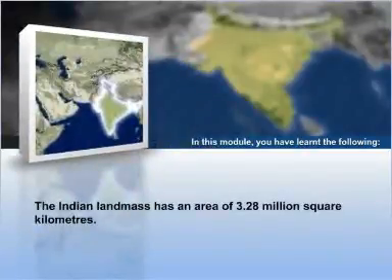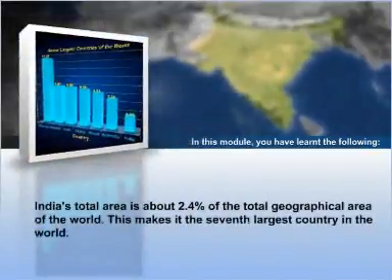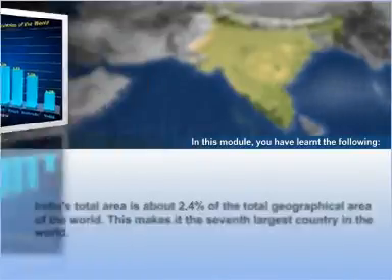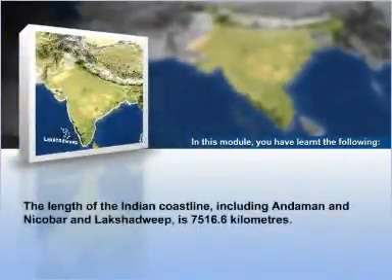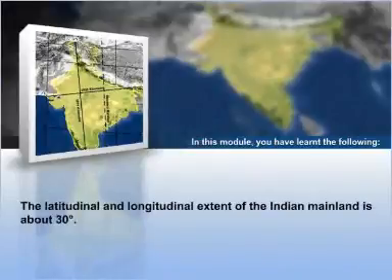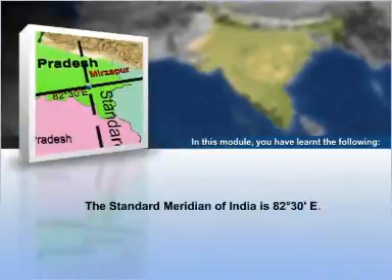The Indian landmass has an area of about 3.28 million square kilometers. India's total area is about 2.4% of the total geographical area of the world. This makes it the 7th largest country in the world. The length of the Indian coastline, including Andaman and Nicobar and Lakshadweep, is 7,516.6 kilometers. The latitudinal and longitudinal extent of the Indian mainland is about 30 degrees. The standard meridian of India is 82 degrees 30 minutes east.